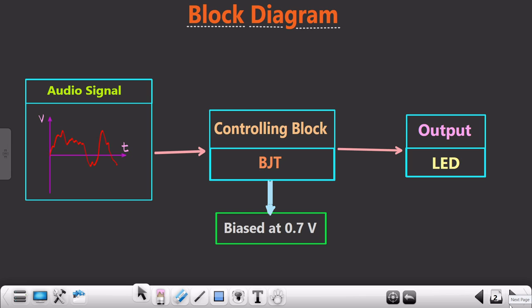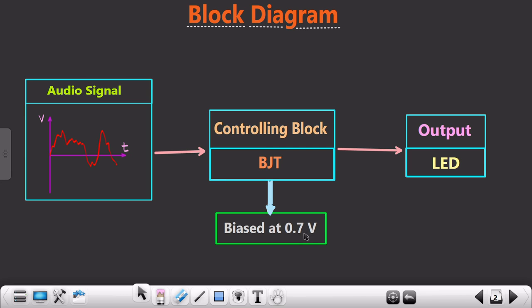Right, so now we'll see the block diagram of this particular mini project. Since we are dealing with DJ lights, or basically dancing LEDs, we would be requiring one audio signal, right? So let's suppose this is your audio signal. We would be feeding this audio signal to our controlling block. And since in this course we are dealing with BJT, obviously the controlling block is nothing but the BJT.